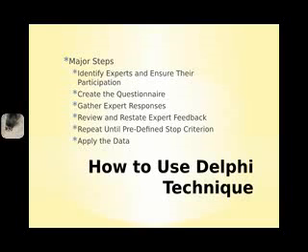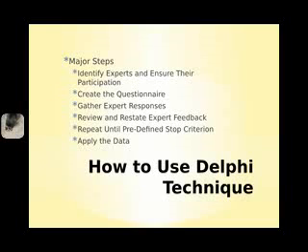The second step is creating the Delphi instrument or the questionnaire. The questions should be specific enough to elicit information that is valuable, but general enough to allow for creative interpretation. The third step is to have the experts respond to the questionnaire and gather their responses. This is typically done remotely to allow the experts time to respond without influencing their responses.